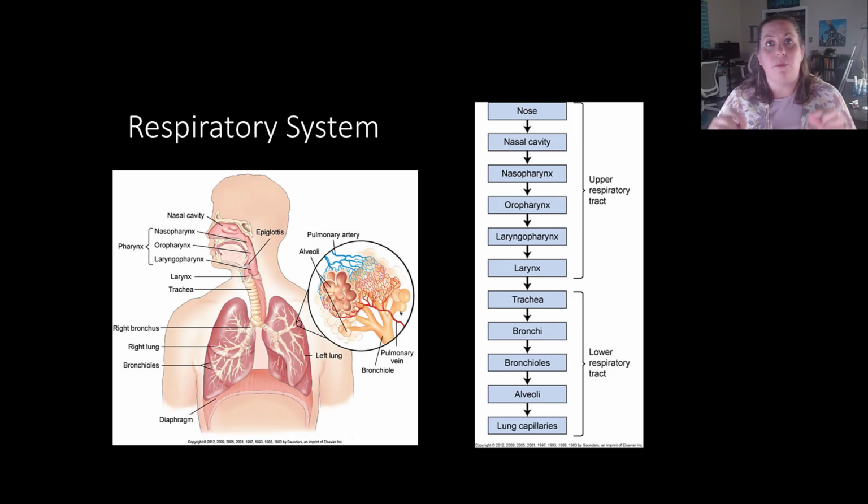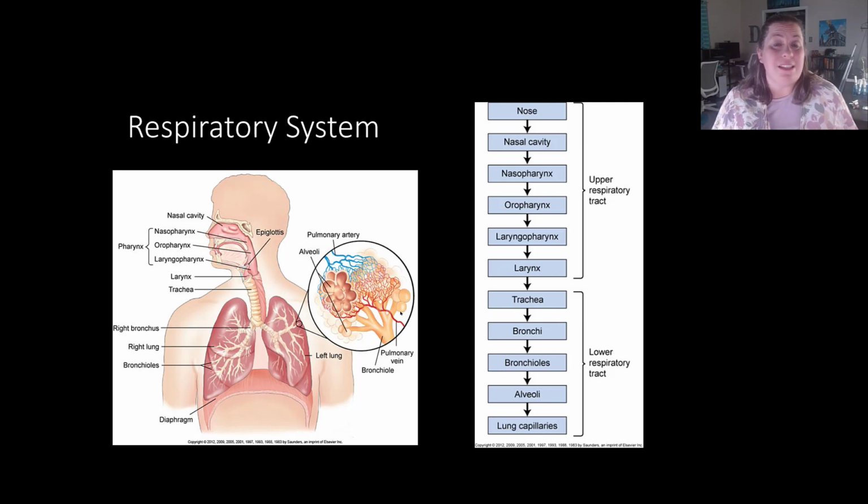The bronchi are going to then branch into smaller tubes called bronchioles. These bronchioles are going to end at these sac-like structures called the alveoli. These are found deep in the lungs, and this is where the capillaries of the blood are located, where gas exchange can actually happen. So oxygen goes into the blood and carbon dioxide comes out of the blood so that you can breathe carbon dioxide out.